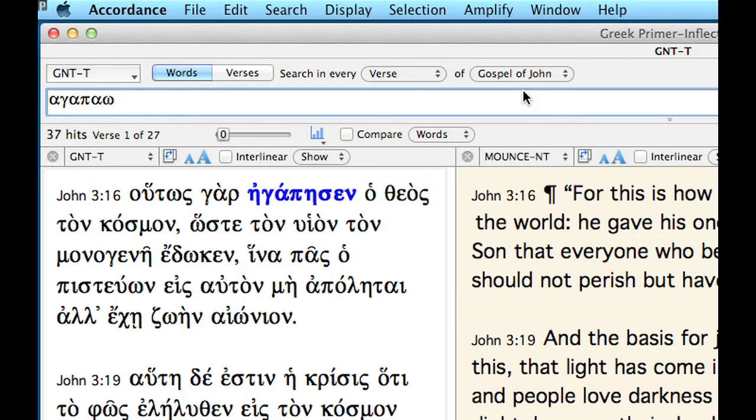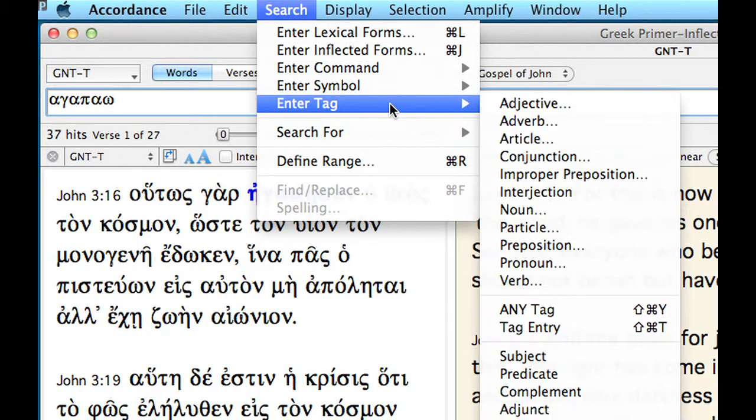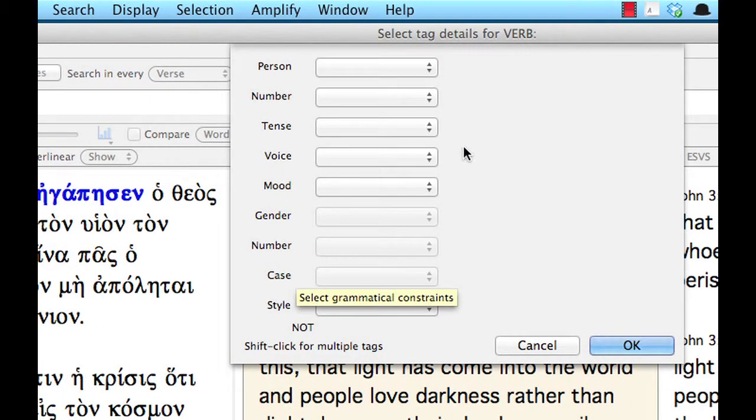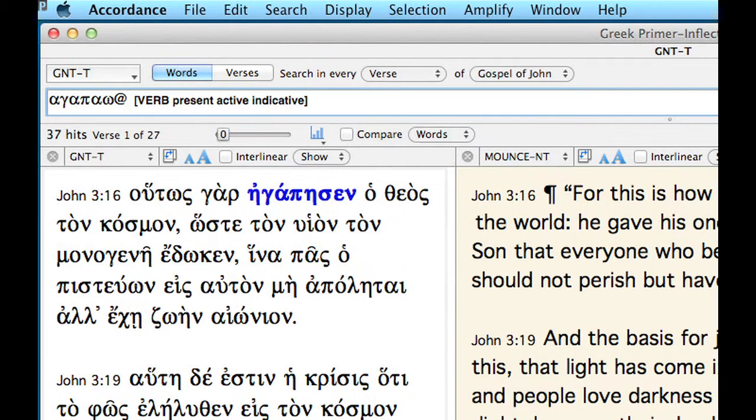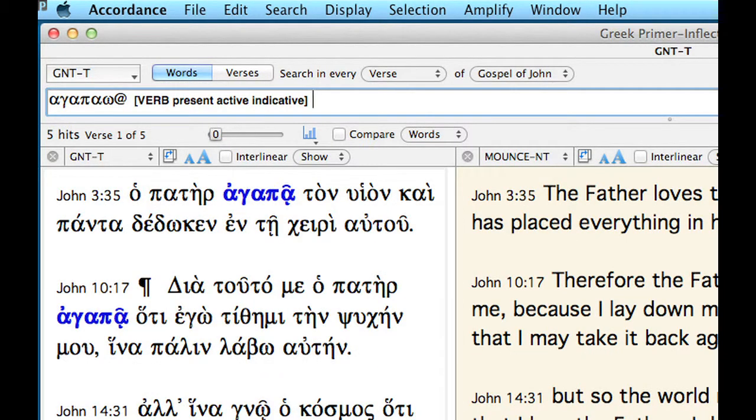But let's limit this search even a little further. So go back up to search and go down to tag verb. And let's tell it we only want to see examples of agapao that are occurring as a present, active, indicative. Those terms may not all make sense to you right now, but they will in just a little bit. Then go ahead and click OK and redo your search. Now we're down to 5 hits. In other words, John uses the verb agapao in the present tense, present active indicative, only 5 times.